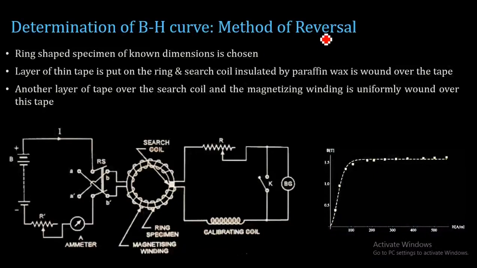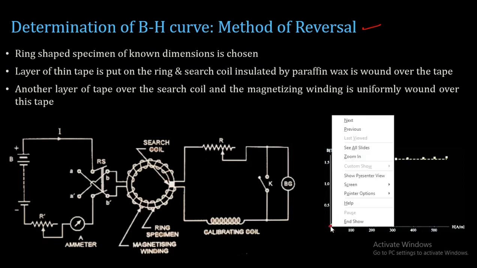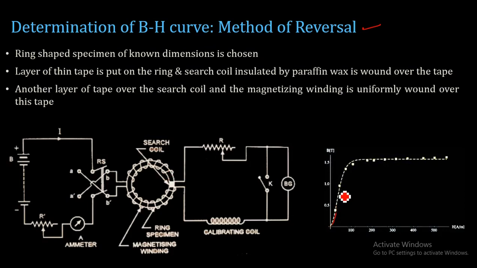Now we will look at the determination of BH curve using the first method, which is the method of reversal. So here we are using the same circuit that we have seen earlier. So you are using a ring shaped specimen, and you are having a thin layer of tape put over it initially, and then you are winding the search coil, and above the search coil the magnetizing winding is uniformly wound. So this is the expected BH curve from this. So this is your BH curve. You are starting from zero, and then you move up and you reach the saturation.